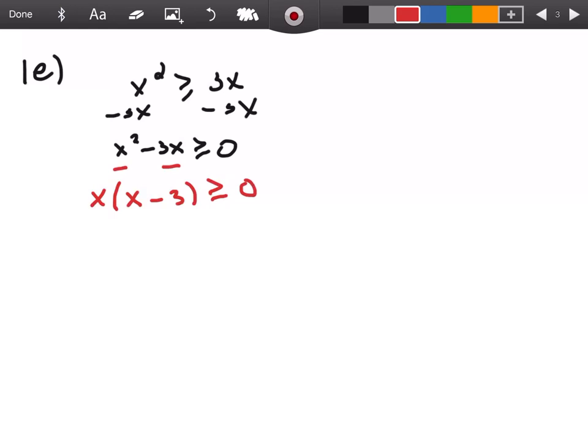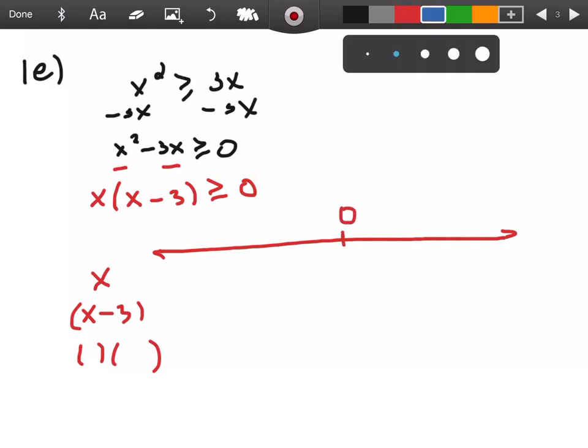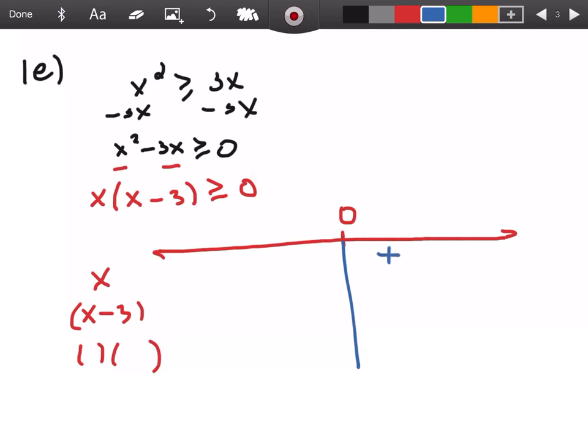So now you have two terms greater than or equal to 0. Next step, make your sign chart, and just follow your steps. Think about it a little bit. The first term is different because it's just x, which in some way makes it easier. So the tipping point of x is just 0, right? When it's 0, everything to the right is positive, everything to the left is negative. X minus 3, the tipping point is going to be 3. Everything to the right is going to be positive, everything to the left is going to be negative.